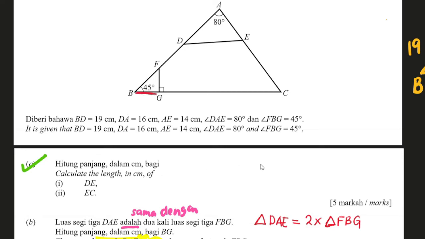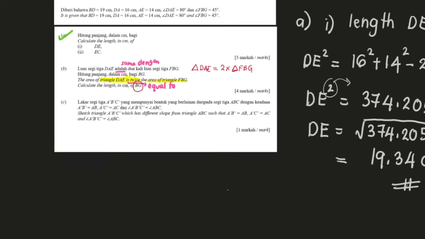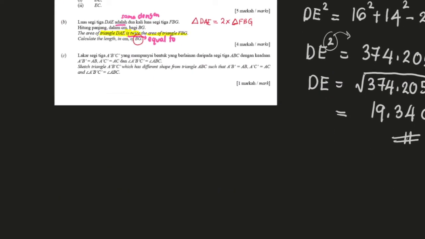Now focus on these two triangles. I'm going to draw the triangles again here. First let me draw DAE, the smaller one at the top. D, A, and E. Here was 16, 14, here was 80. Anything else here? DE, just now we got 19.34. Then we have triangle FBG.